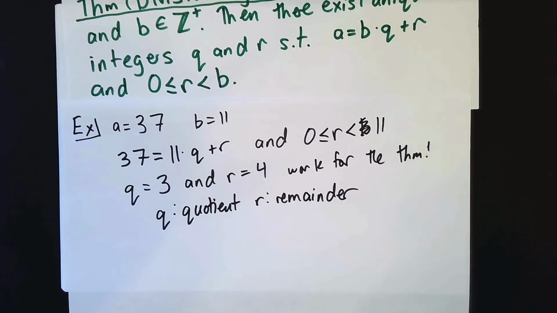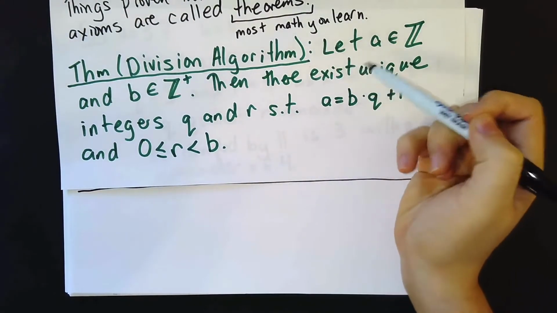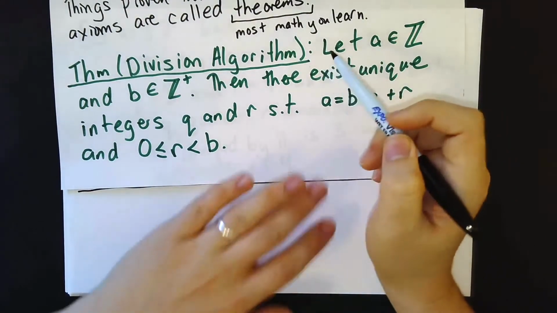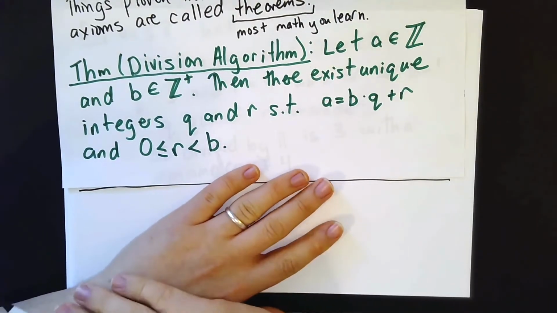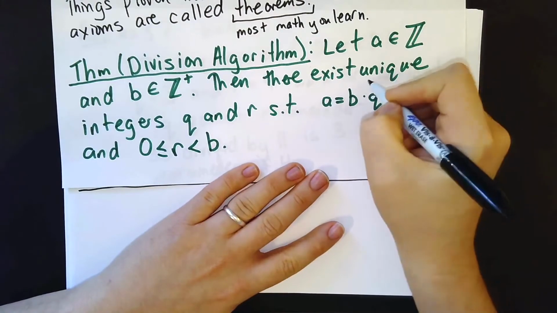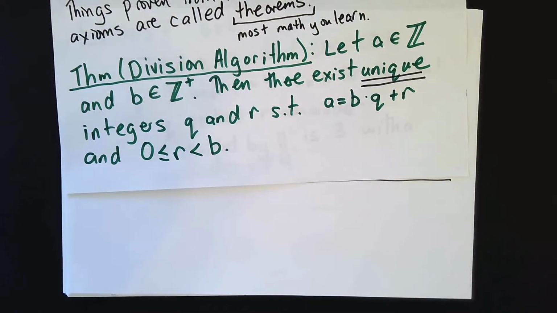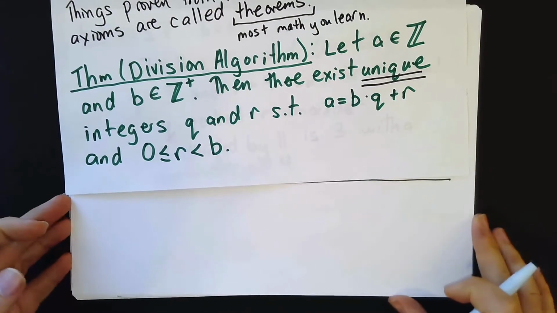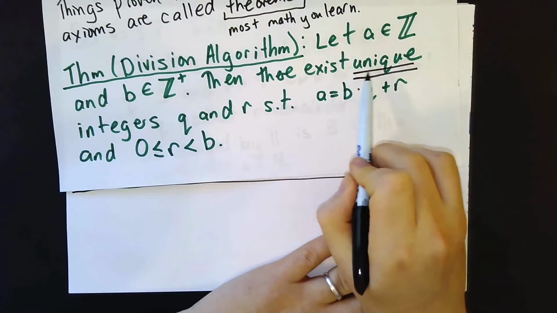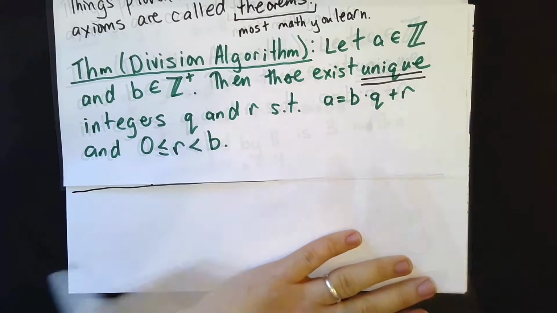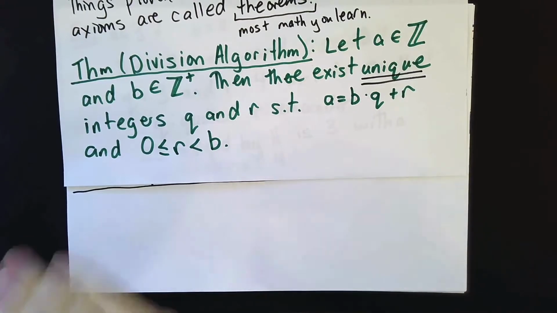Next comment is that this theorem actually contains a new quantifier. Namely, it doesn't just say there exist q and r, which is how I treated it in the example. It actually says there exist unique q and r. And so this quantifier, there exists unique, is a combination of there exists, meaning there are integers q and r, but then the unique part adds the caveat that there's exactly one such pair.